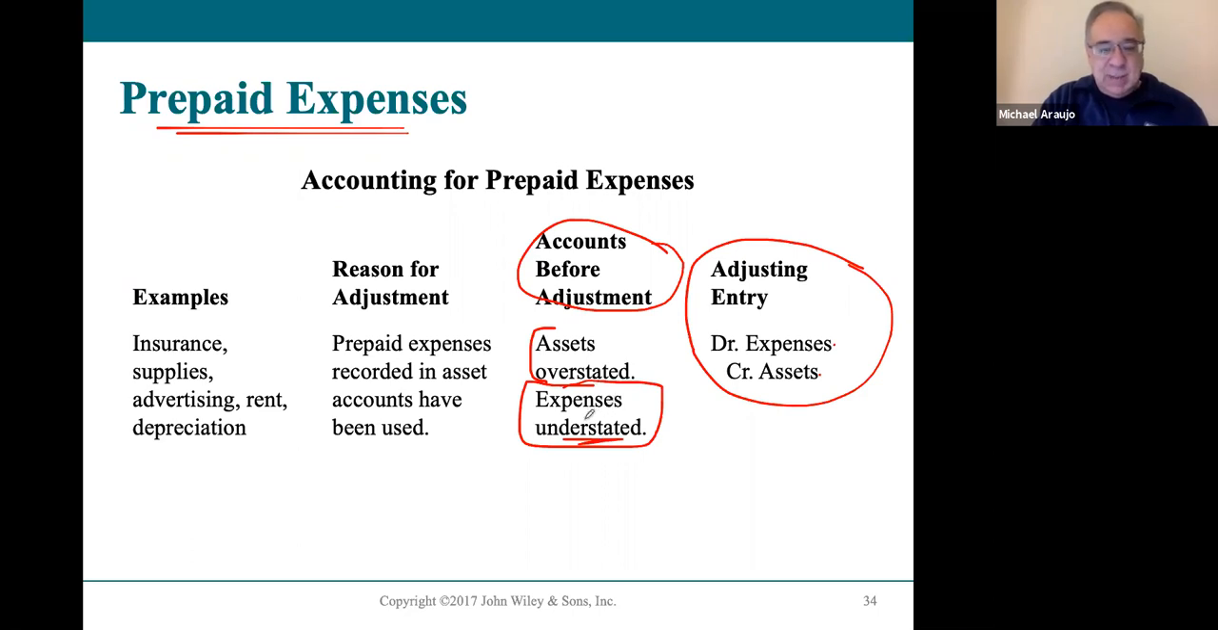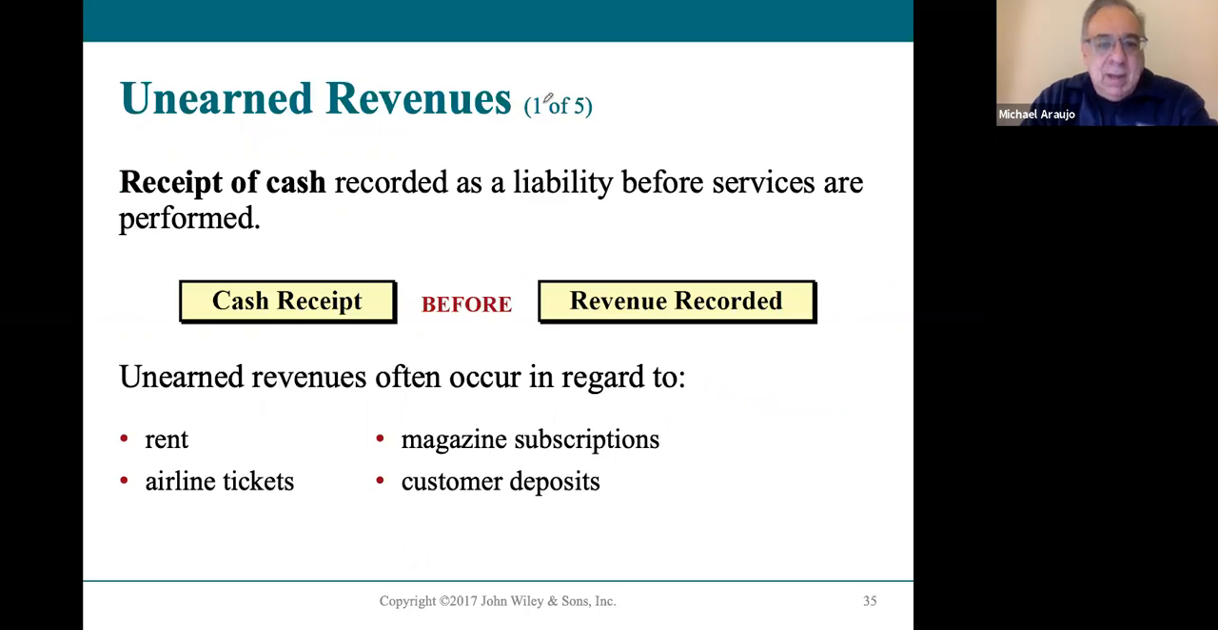So expenses being understated always lead to higher profits, higher net income. And that's just the wrong message, right? It's wrong on its face. Thankfully, there's only one accrued revenue to worry about.